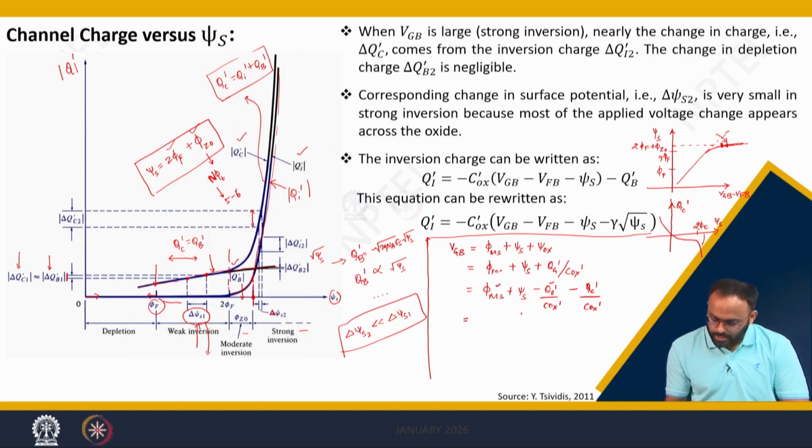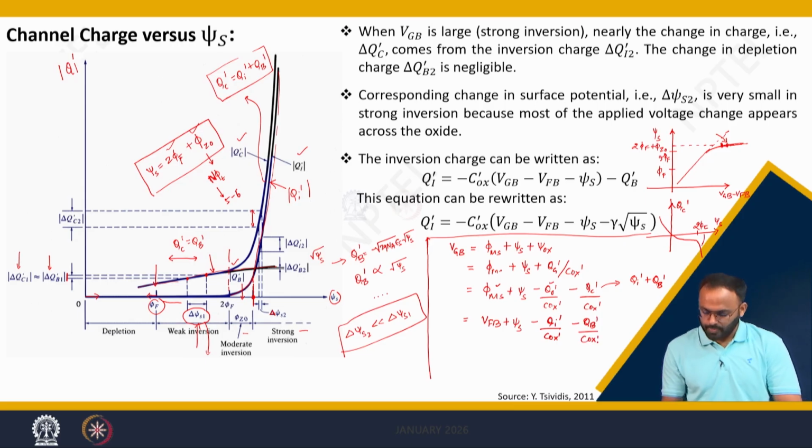This quantity is nothing but the flat band voltage plus psi s minus QC dash by Cox dash. Now here this QC dash can be represented in terms of QI dash plus QB dash. So I can rewrite it as QI dash by Cox dash minus QB dash by Cox dash. If I want to rewrite this equation in terms of inversion charge, then QI dash can be rewritten as minus of Cox dash, which is the slope of the line between QC dash and psi s.